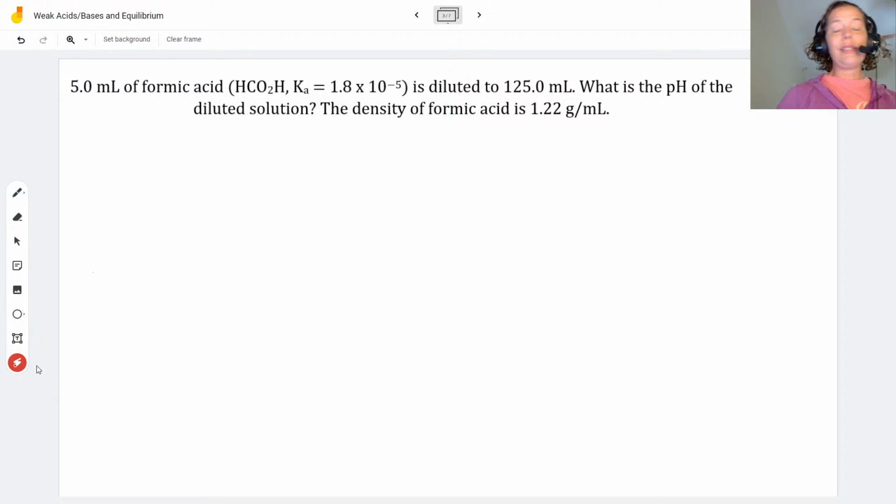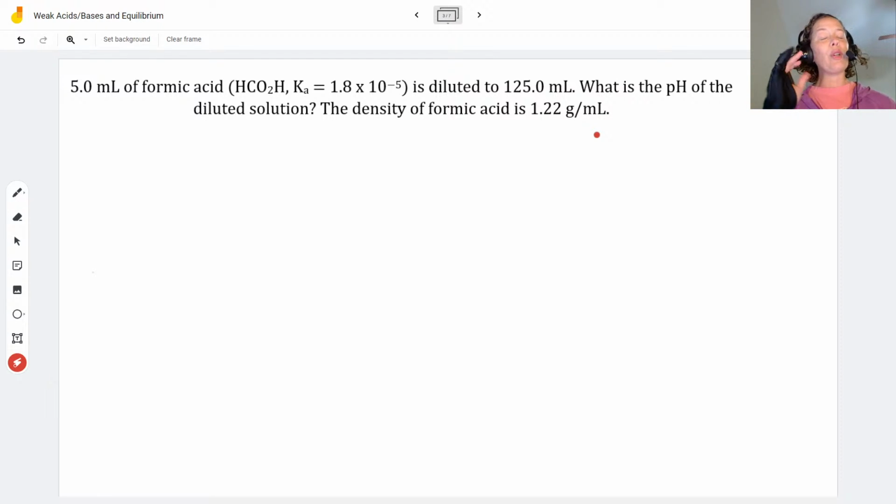Okay, so let's read this question. 5 milliliters of formic acid, and then they give us the formula. They give us the Ka. It is diluted to 125 milliliters. What is the pH of the diluted solution? And they give us the density of formic acid is 1.22 grams per milliliter.